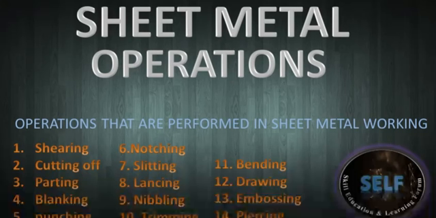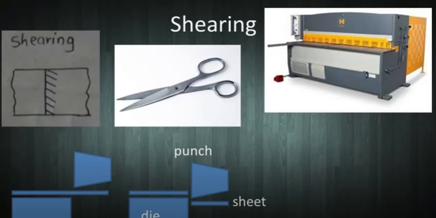In sheet metal working, the blank is put between the punch and die. When the punch is pressed, the sheet metal gets deformed. In general, sheet metal operations are shearing, cutting off, parting, blanking, punching, notching, slitting, lancing, nibbling, trimming, bending, drawing, embossing, and piercing. Let's discuss one by one.